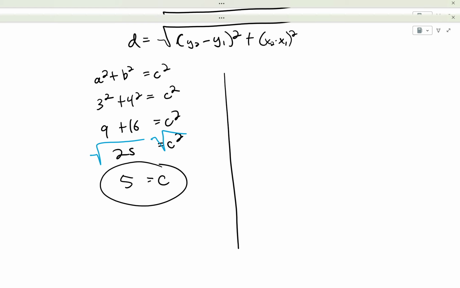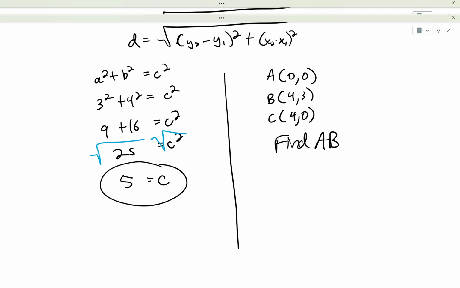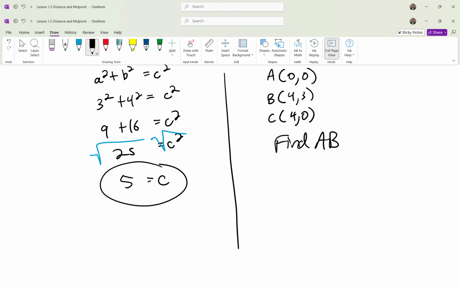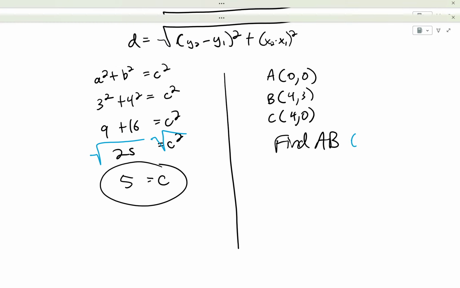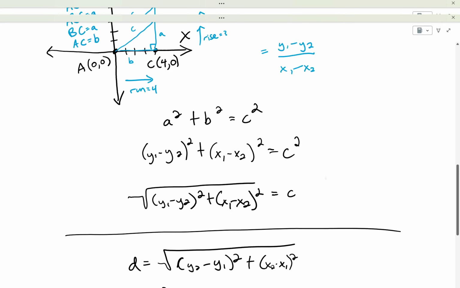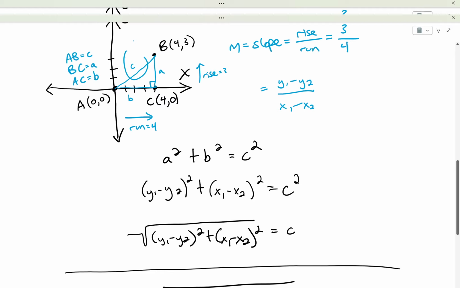Okay, so here we go. Let's employ this and relate it to the distance formula as it pertains to the coordinate plane. So A was 0, 0, B was 4, comma 3, and C was 4, comma 0. So we're going to find AB. Here's your hint: you know what you're really looking for? This is going to be the same thing as c. It's going to be equal to c in the end, when we went back up here, AB.